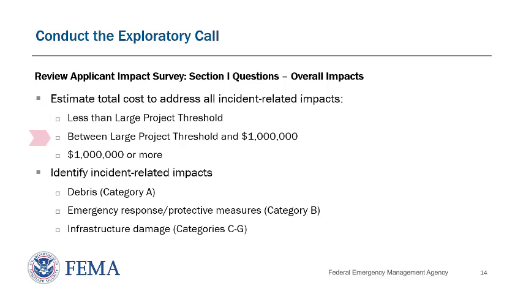If the total is greater than the threshold, the applicant may have both large and small projects depending on the categories of work and the dollar values involved. If the total is greater than $1 million, FEMA may need to notify Congress before obligating that applicant's funds. The second question in Section 1 asks whether the applicant's impacts involved debris, emergency response or protective measures, and/or infrastructure damage. Any or all of these can be selected in that question.